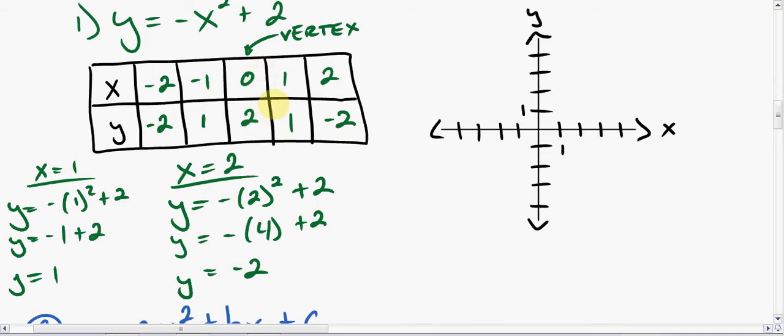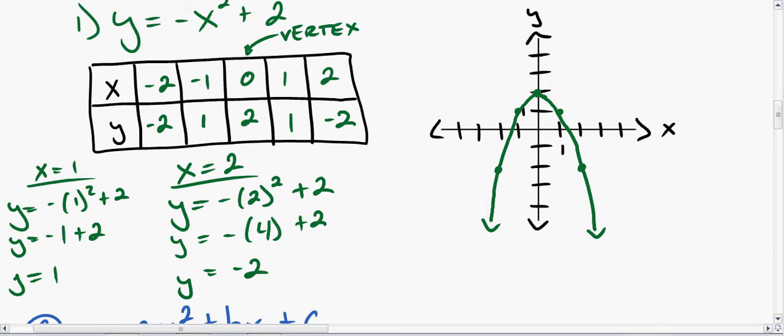So I'm going to start by plotting the vertex of 0, 2. Then I go to 1, 1. Then 2, negative 2. Then I'll go over to the other side of the vertex and plot negative 1, 1. And negative 2, negative 2. Connect these points with a smooth curve, and we get our parabola.